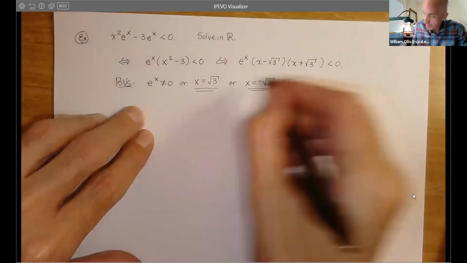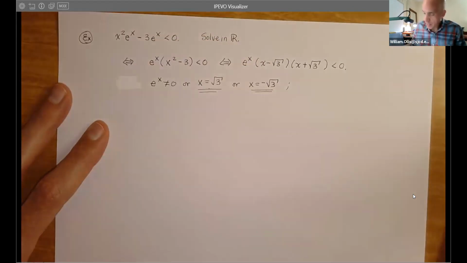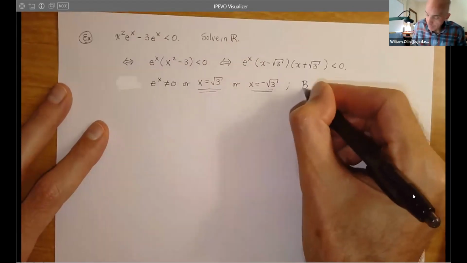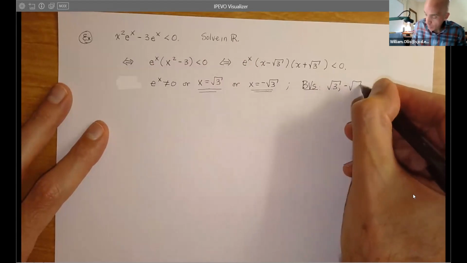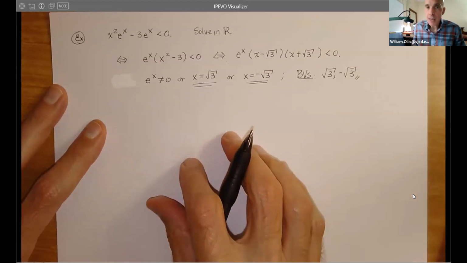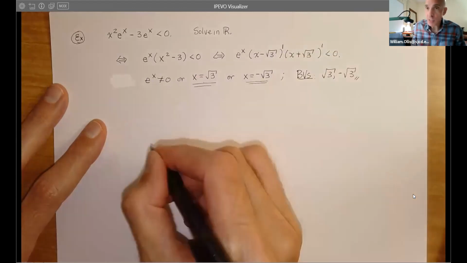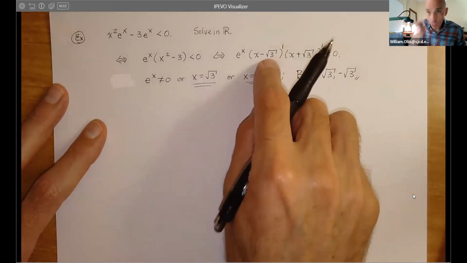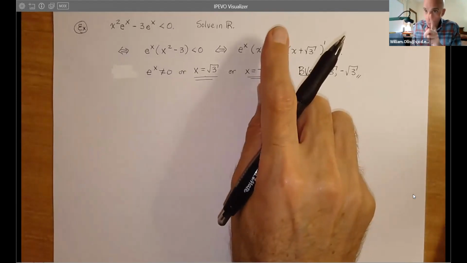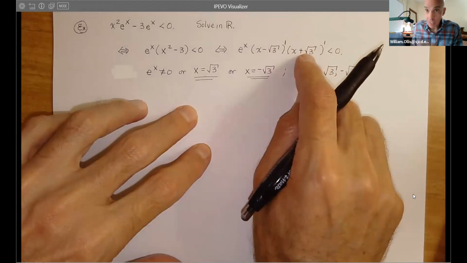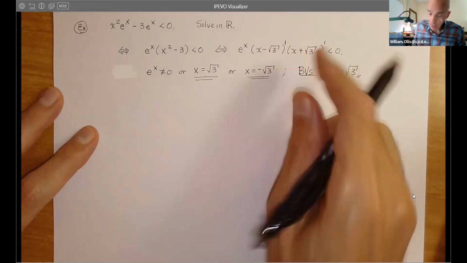So let me just erase this. Here's our analysis. Be consistent with what I've been doing. So BVs would be square root 3 and negative square root 3. Okay, so we just think, this is degree 1, or multiplicity 1. What's the repetition of square root of 3? 1. What's the multiplicity? 1. What's the repetition of negative square root of 3? 1. Multiplicity 1.